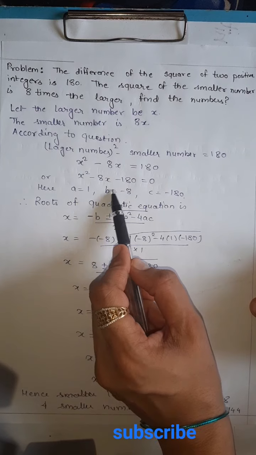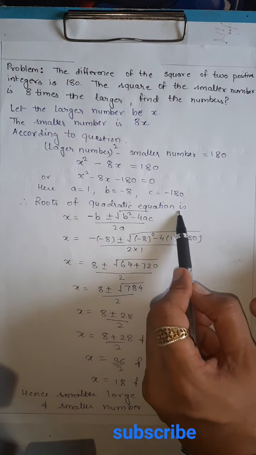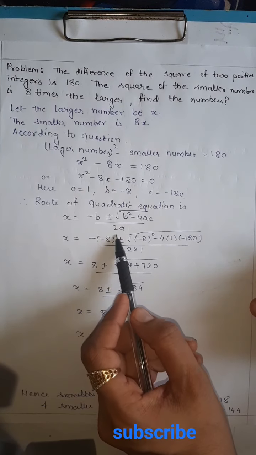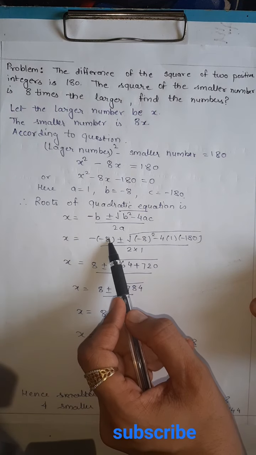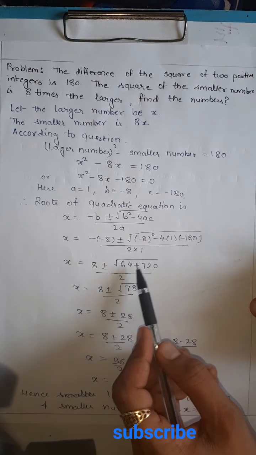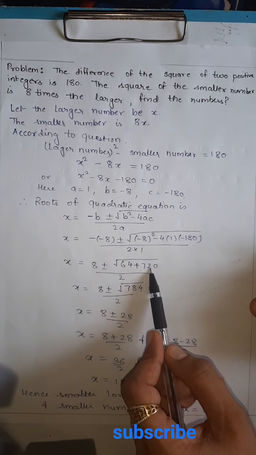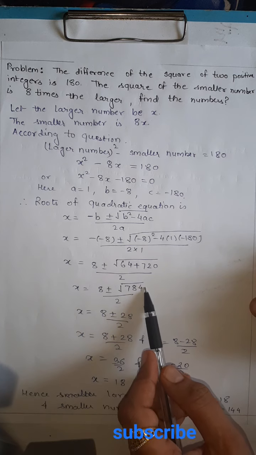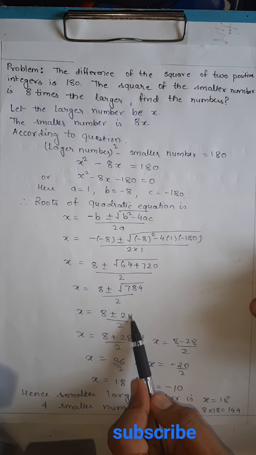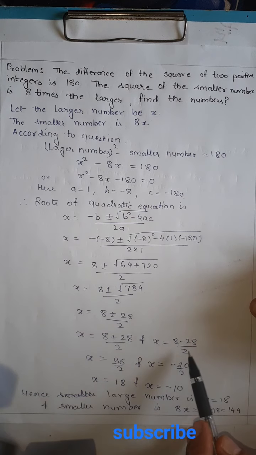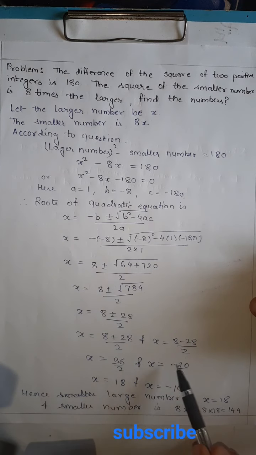Here a is 1, b is minus 8, and c is minus 180. Roots of the quadratic equation according to the formula: x equals minus b plus or minus under root of b square minus 4ac, by 2a. On substituting the values in their places, on simplification we get 8 plus or minus under root of 8 square is 64, minus 4 into 180 is minus 720, so plus 720. That will be 720 plus 64 is 784. That is the root of 28. So 8 plus 28 by 2, one will be the root, and another will be 8 minus 28 by 2. That will be 36 by 2 or minus 20 by 2, that is 18 and minus 10.